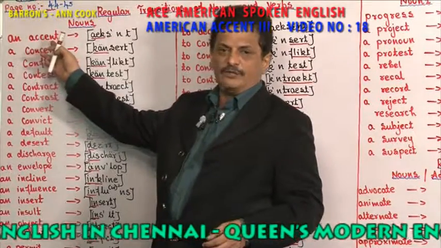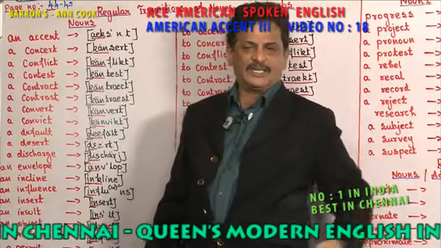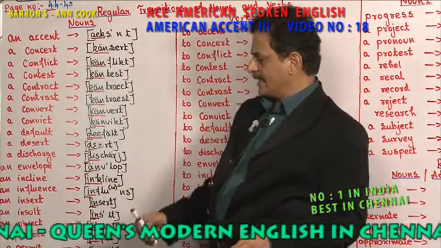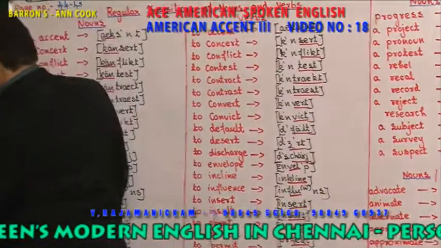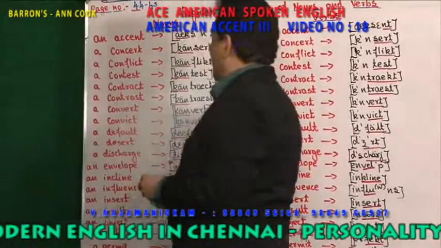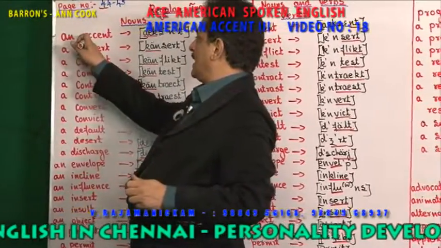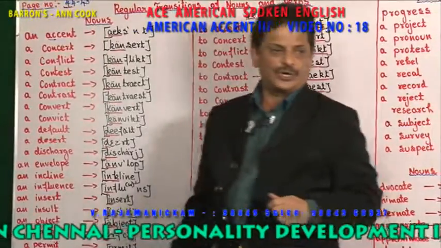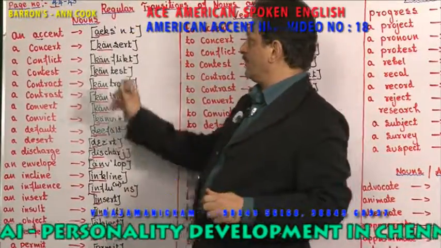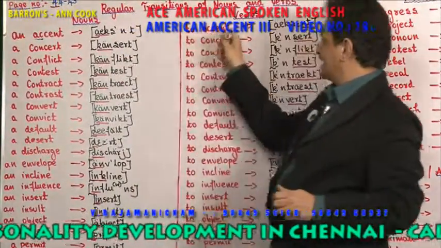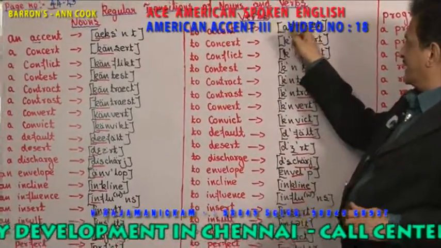So in front of these words, if you get "an", definitely it has to be a noun. When it comes as a noun, the first syllable should be stressed. See here, an accent. You have to stress on accent. Suppose it is a verb, to accent, you have to stress on cent.